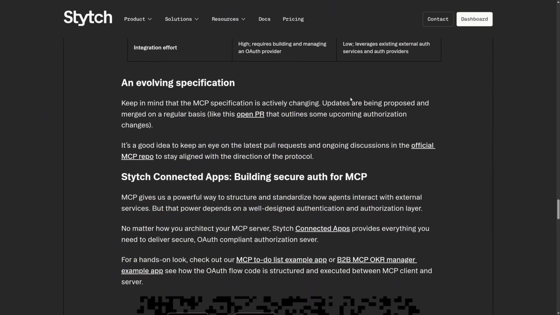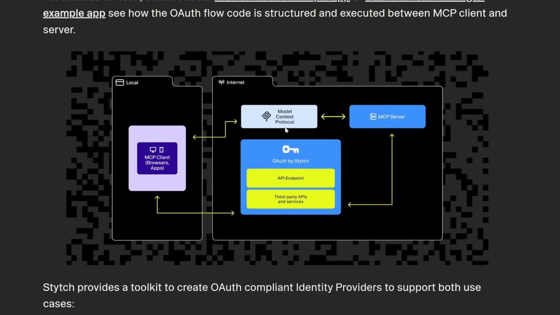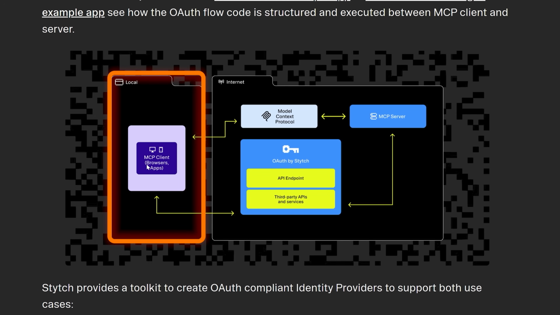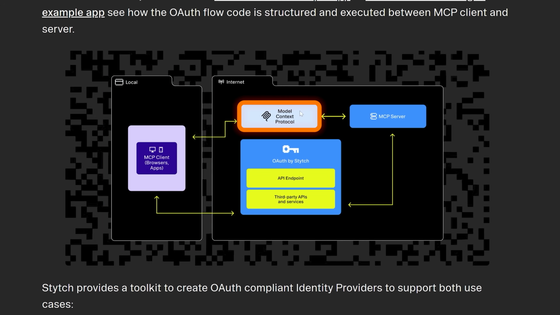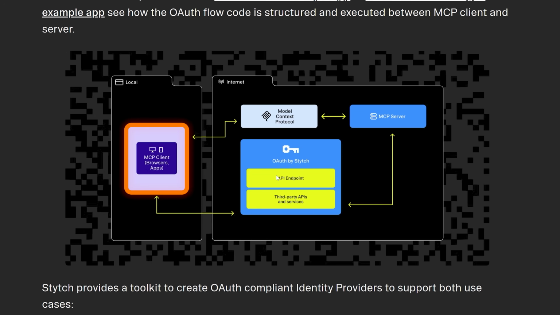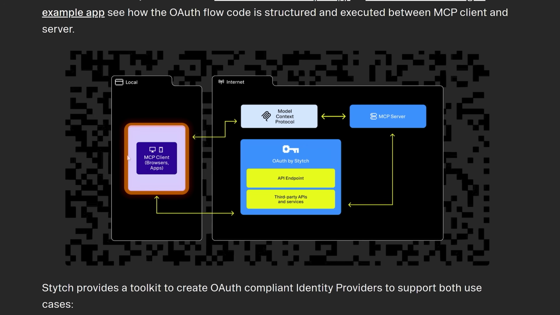Now, there's a bunch of stuff on this page. I'm going to leave the docs in the description so you can read through it if you want more information. But here is a quick diagram recapping what we covered. Essentially, we have some MCP client, okay? We use the model context protocol to communicate with an MCP server. The MCP server essentially tells the MCP client, hey, we're using this auth server, which is provided by Stitch. Then the MCP client uses the auth server, gets the token, so it signs in, gives consent, gets the token.